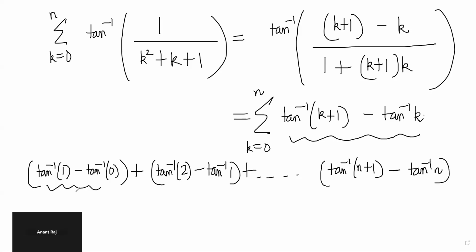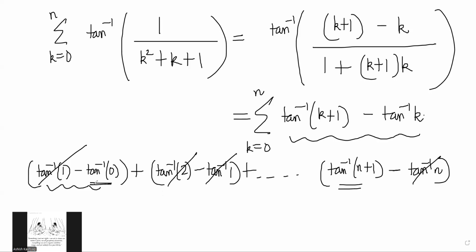You should see that the first term of anything, like tan inverse 1 here, gets cancelled by this. Then tan inverse 2 will get cancelled by the next term's tan inverse 2, right? Each term will be cancelled by the previous term, but this will remain and this will remain. You will have tan inverse n plus 1 minus tan inverse 0, and tan inverse 0 is 0 only. So your answer will be tan inverse n plus 1.